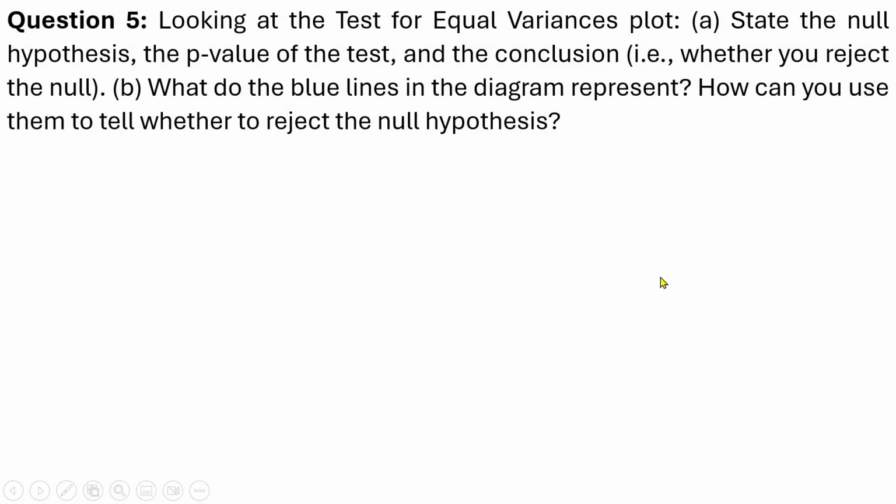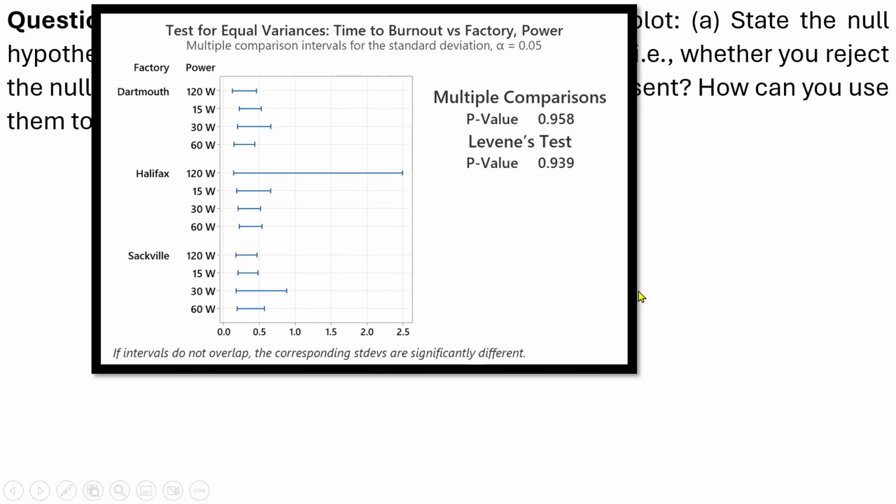Right, so that's the visual component of the analysis, and now we can turn to the more formal statistical tests. First, we want to test for equal variances or equal standard deviations across these 12 populations. This is some typical output that you might see.